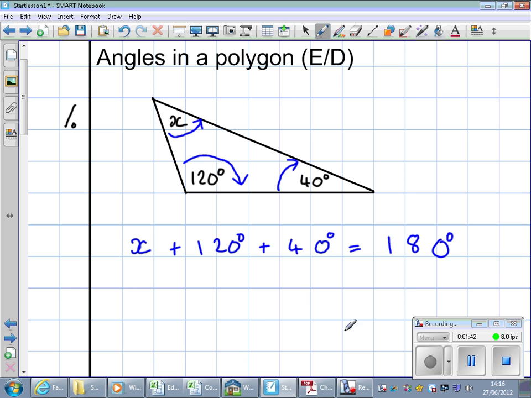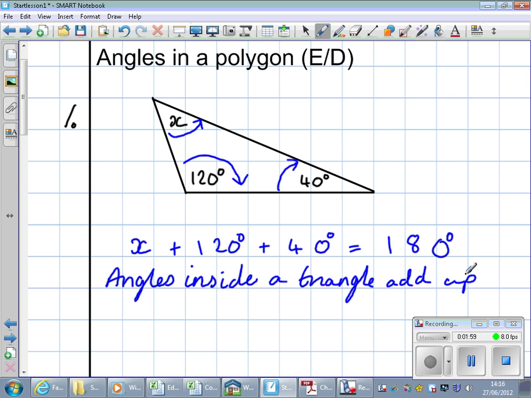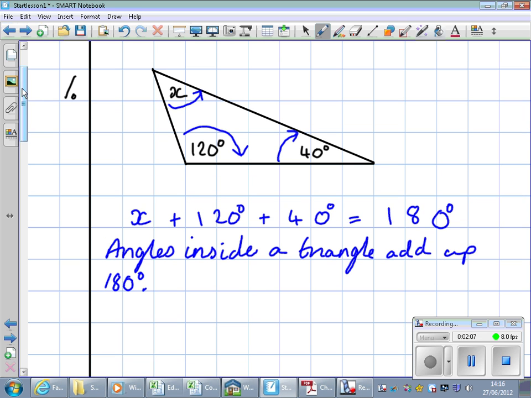And the reason is this, because they are angles inside the triangle add up to 180 degrees. And that's always the case. That's the fact that backs up this statement. It's called proving.